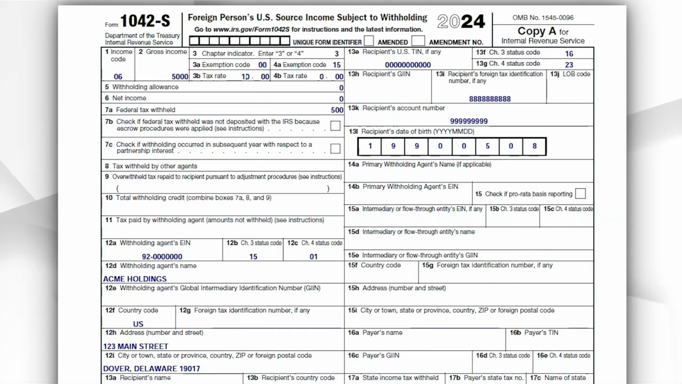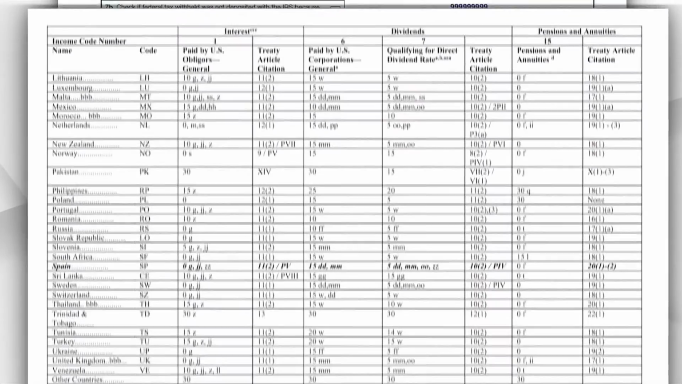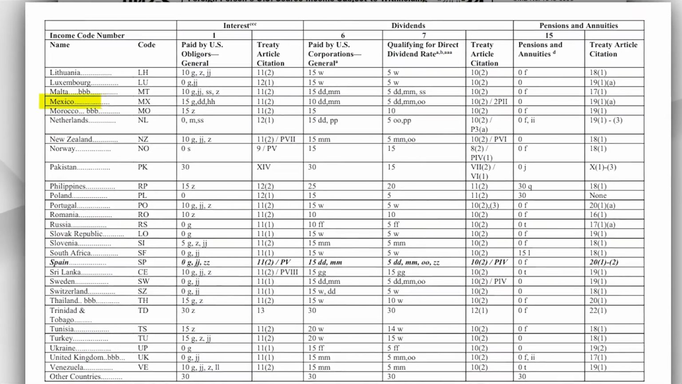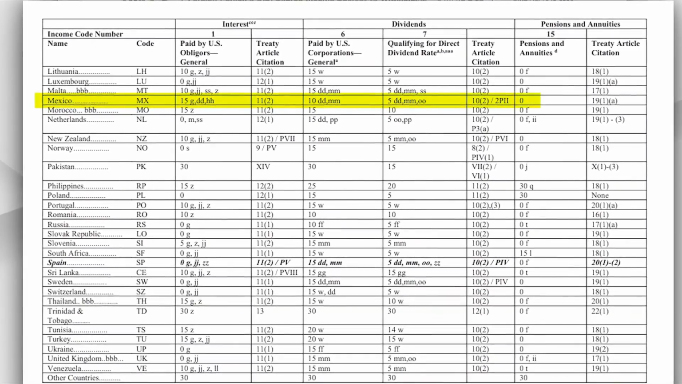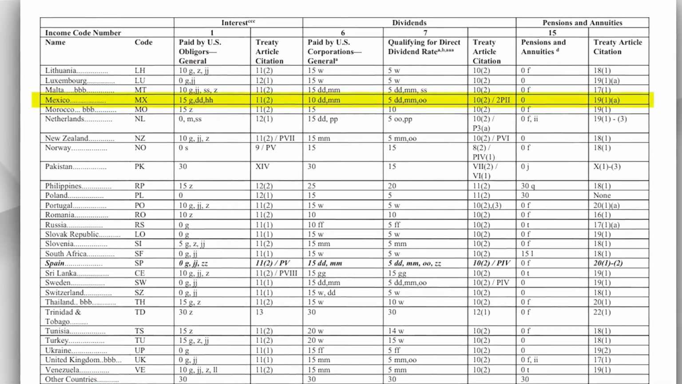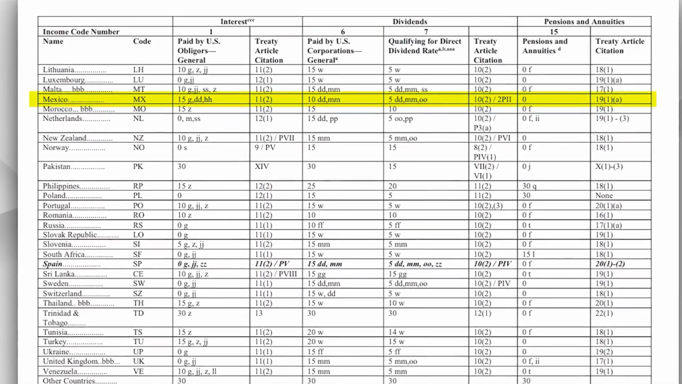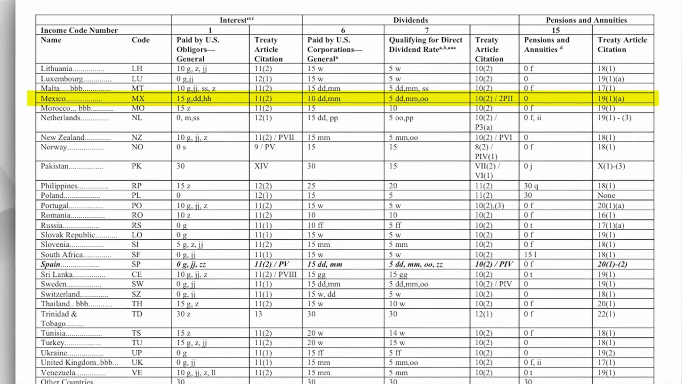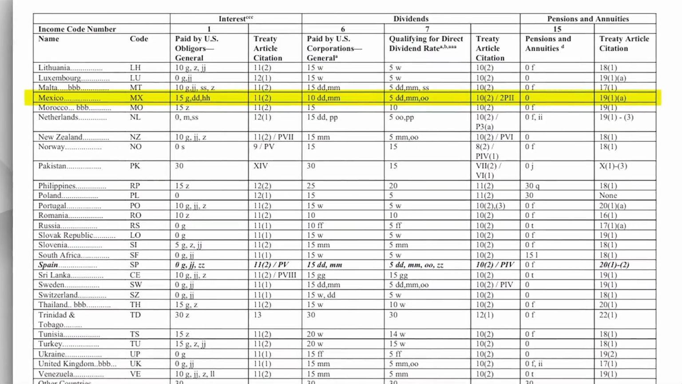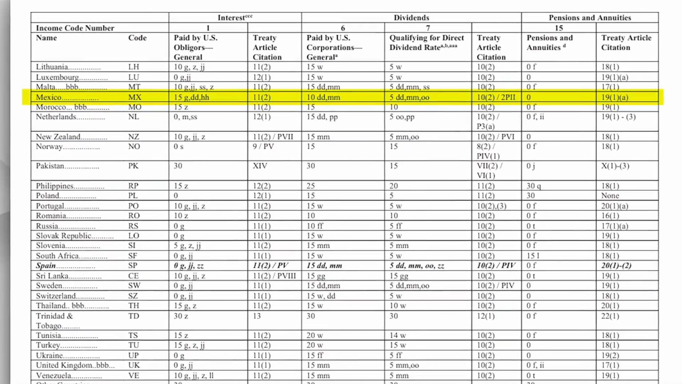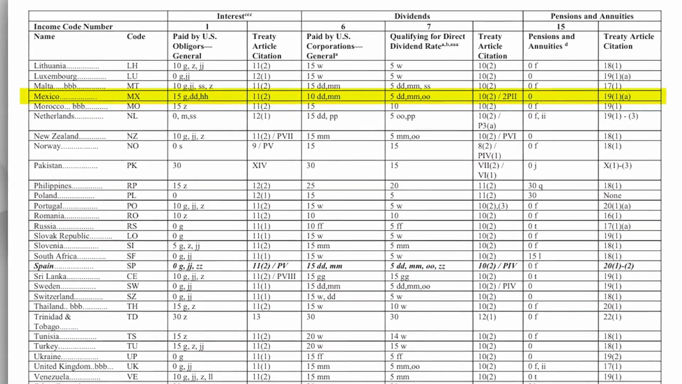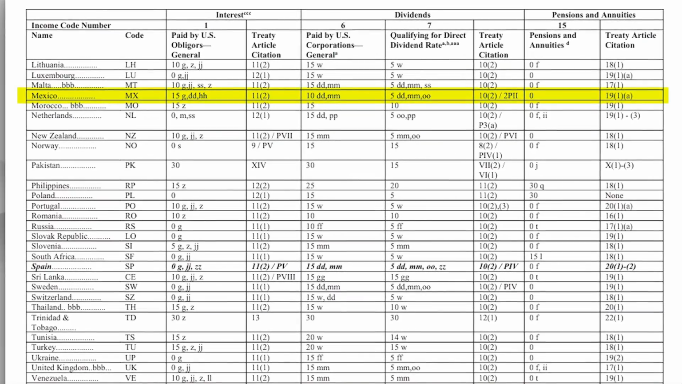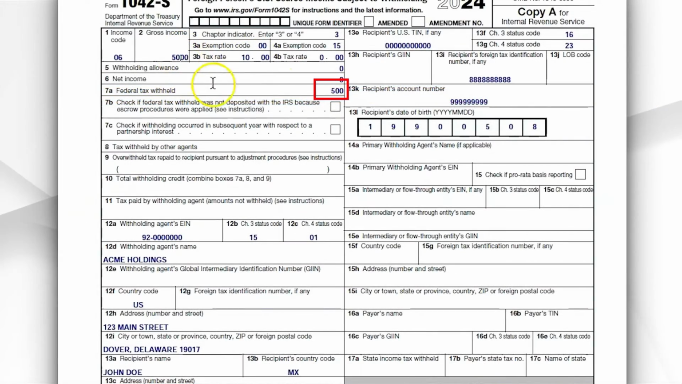Okay, now this person here is a different situation because this person is from Mexico, and Mexico has a tax treaty with the US, and based on the tax treaty with the US, the law says that anytime you're paying a Mexican individual a dividend, you need to withhold 10%. So the US person will withhold 10% and pay it to the IRS. So 10% of the 5,000 is going to be 500. Okay.